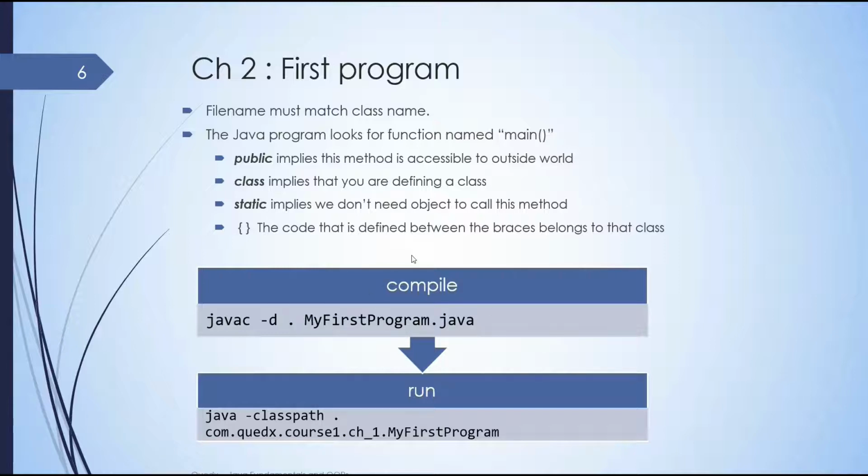As soon as you are able to compile, it will create a .class file. Now you can run this using the below command, java -classpath dot. Then you have to give the entire package name. So in our case, it was quedx.course1.chapter1.MyFirstProgram. As soon as you run this, it will generate hello world. That is the string that was passed to the println function.